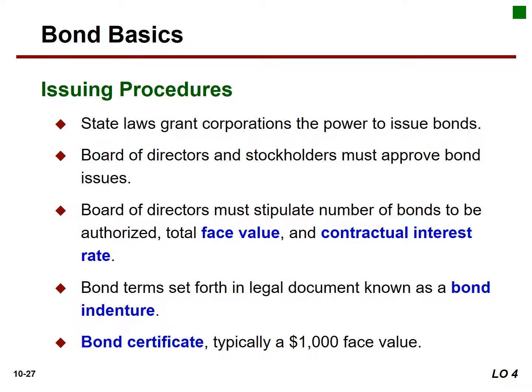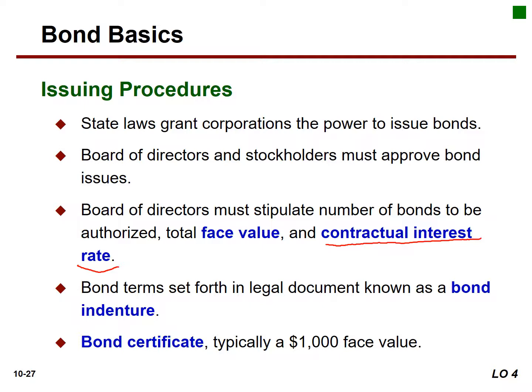When a company decides it wants to issue bonds, it's going to have to go through some of the same approval process that they have to issue stock. State law governs the issuance of bonds just like state law governs the issuance of stock. Board of directors, stockholders would have to approve the bond issue. Board of directors would determine how many bonds they're going to issue, what's going to be the face value of those bonds, and they're also going to determine at that time the contractual interest rate. This is the interest rate that's going to be paid to the bondholders who hold those bonds.